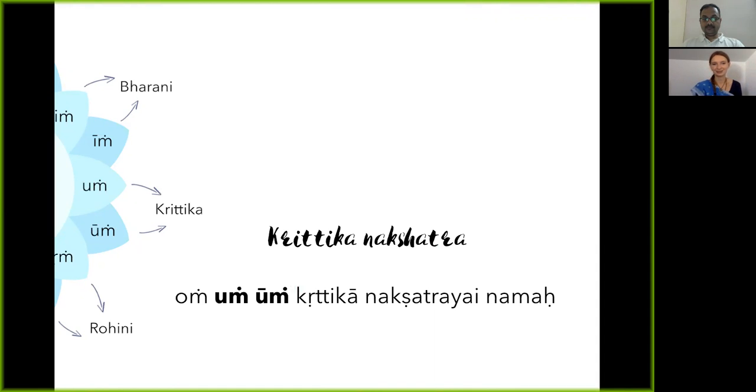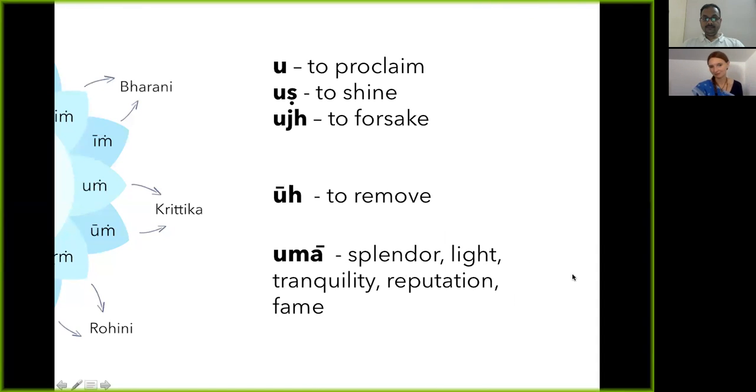Krittika Nakshatra is connected to several words that I've chosen to show here. The short U is connected with three roots for Sanskrit verbs. The first one literally means to proclaim something. And I think that this is very much the nature of this nakshatra, to proclaim itself somehow, because it's the nakshatra ruled by the Sun, so this Sun's energy, which is of course the energy of the soul, but also the energy of ego and ambition, is very strong here.